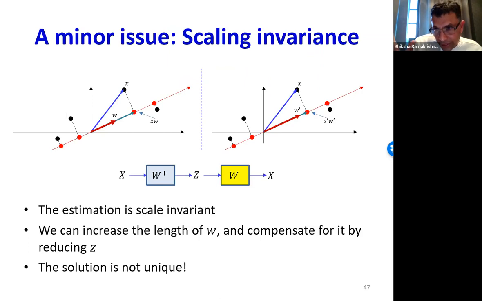So there's one minor issue over here. There's scaling invariance. If I increase the length of W, I can decrease the magnitude of Z, right? And I'm still going to get the same overall Z times W solution. So the solution is not unique. And ideally, we would like a unique solution. So if I scale up W by a factor of 2, I can scale down Z by a factor of 2, and everybody's happy. But then this means that there's a scaling invariance.